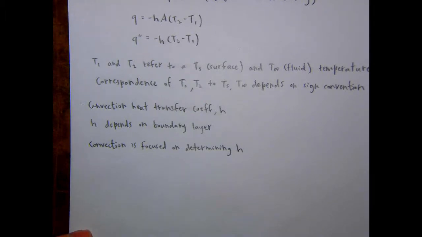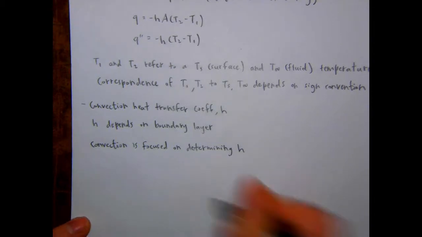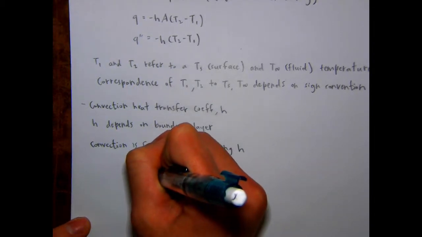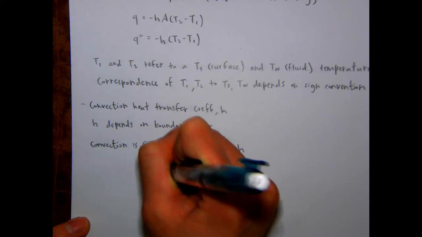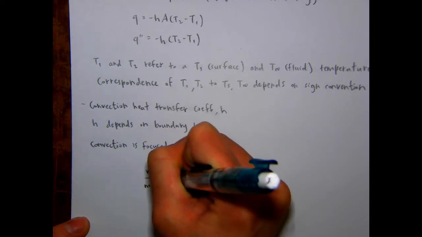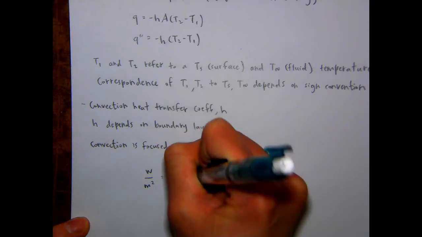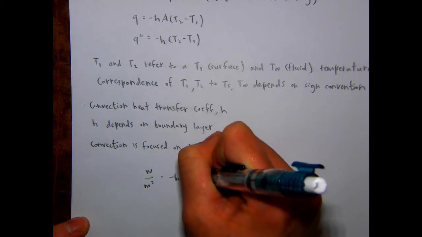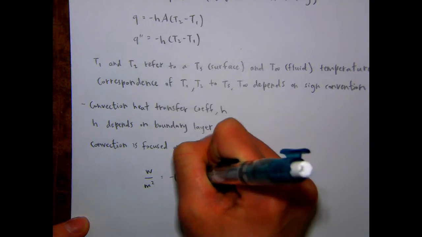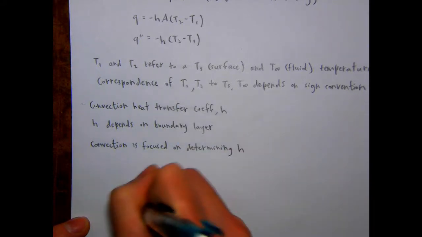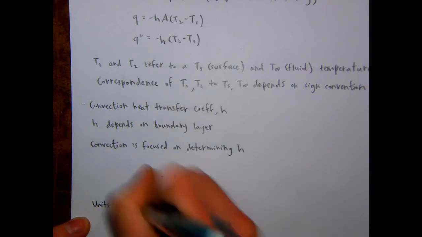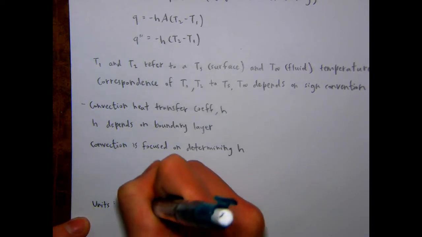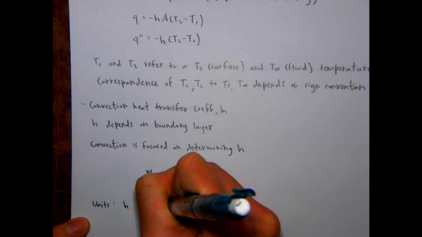And I forgot to write down the units for it, but I think we can figure them out, right? So if the flux is watts per meter squared, H, and then temperature is K, then the units of H are watts per meter squared K.